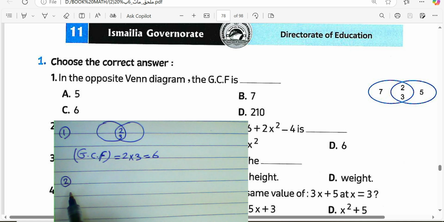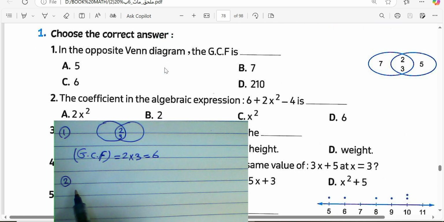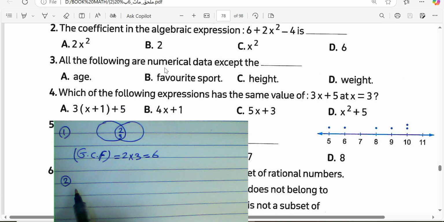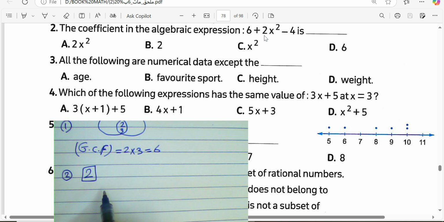Number 2. The coefficient in the algebraic expression will be 2. Here, 2 is the coefficient of the variable x squared. Okay, 2 here we call the coefficient. So the coefficient here will be 2. Choose letter B.